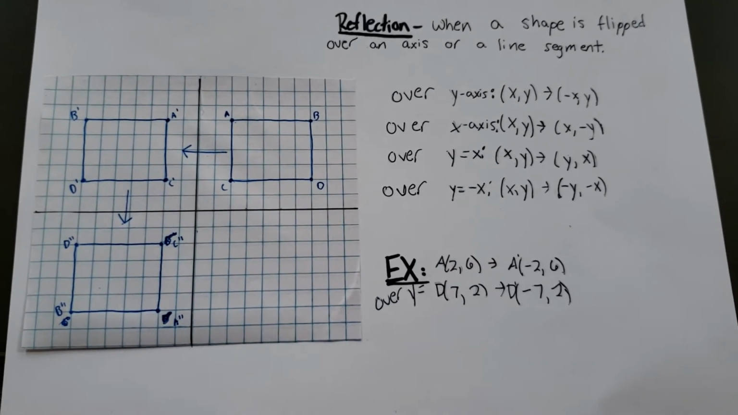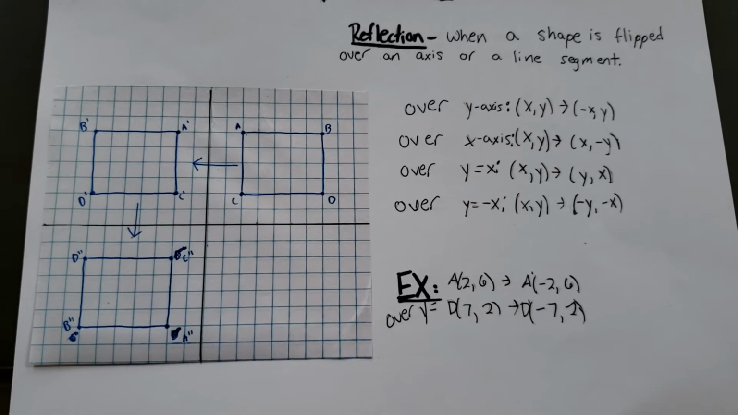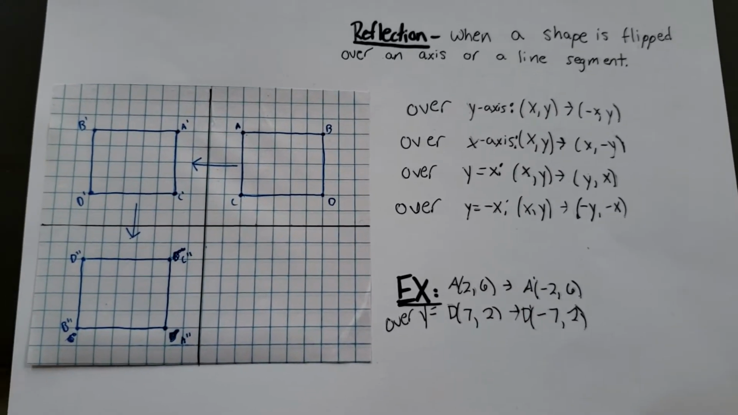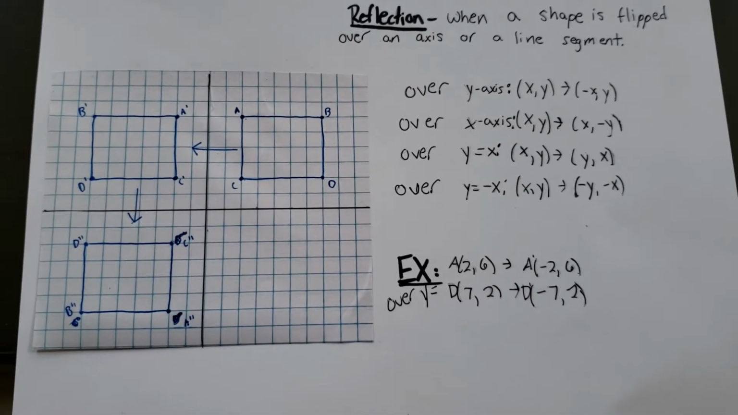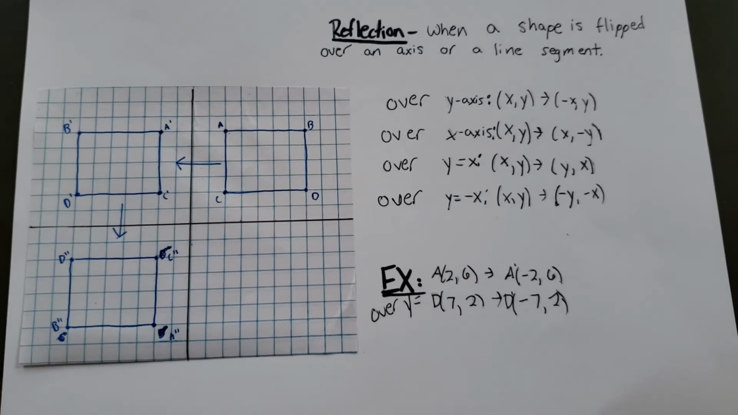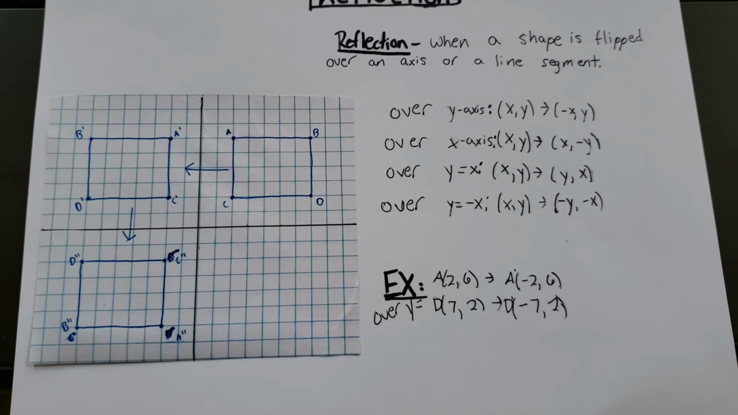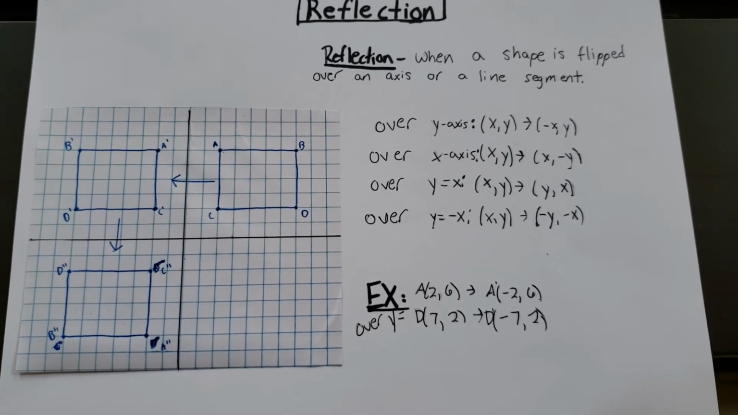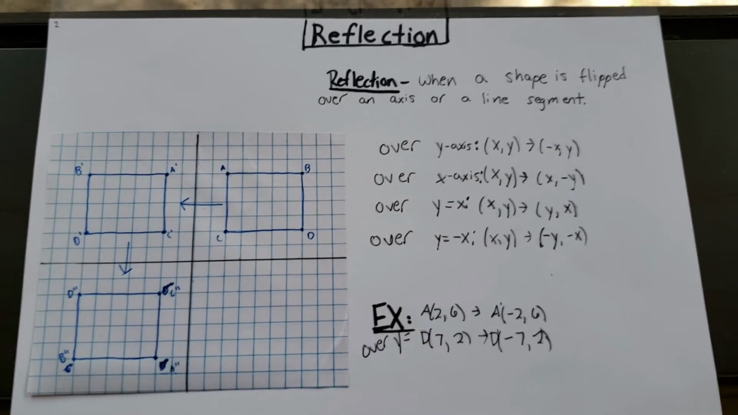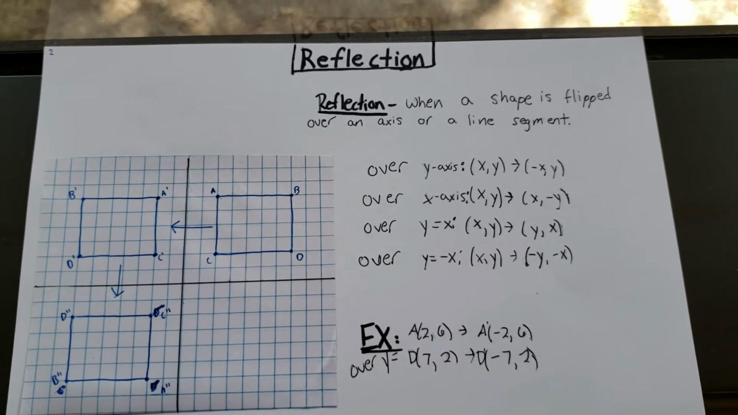Let's take a look at an example. Let's assume we need to flip square ABCD over the y-axis. Let's take a look at point C. Point C is (2, 2). Since we need to flip it over the y-axis, all we have to do is make the x value negative. So in this case, C prime would become (-2, 2).